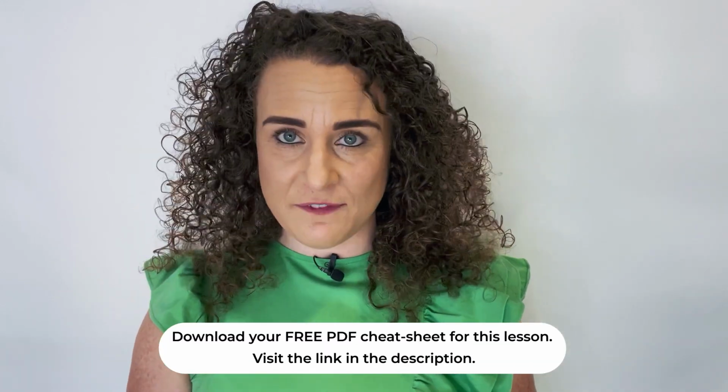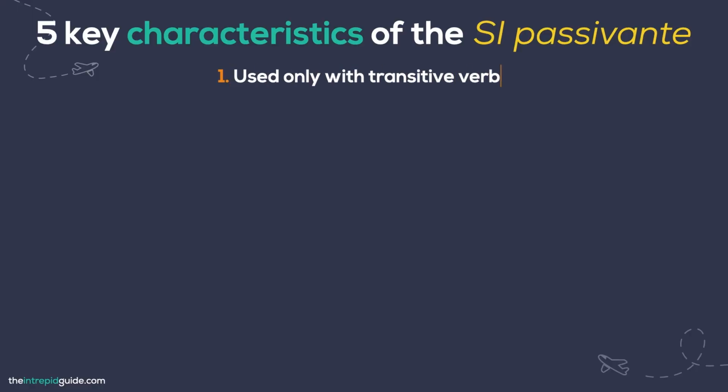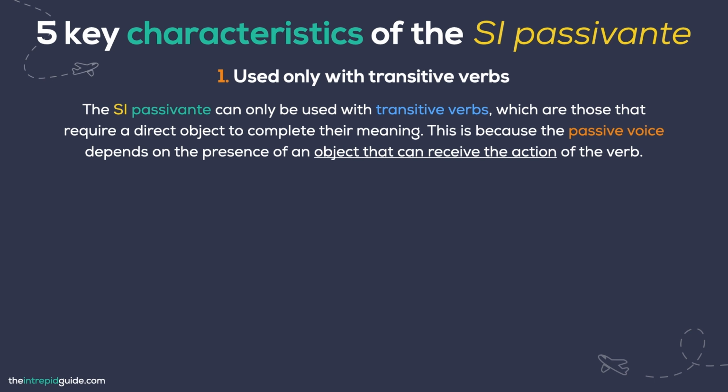Let's take a look at 5 key characteristics of the Si Passivante. Now, these are distinct features that are key to understanding its function. The first one is, it is only used with transitive verbs. The Si Passivante can only be used with transitive verbs, which are those that require a direct object to complete their meaning. This is because the passive voice depends on the presence of an object that can receive the action of the verb. In contrast, intransitive verbs do not have direct objects, so they cannot form passive sentences.